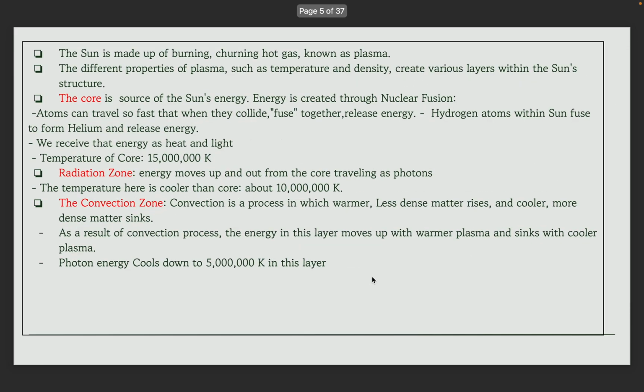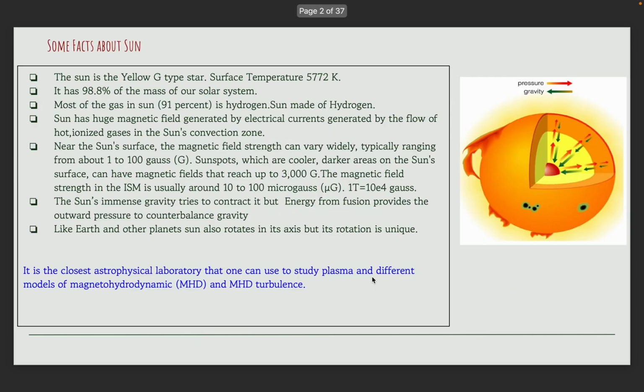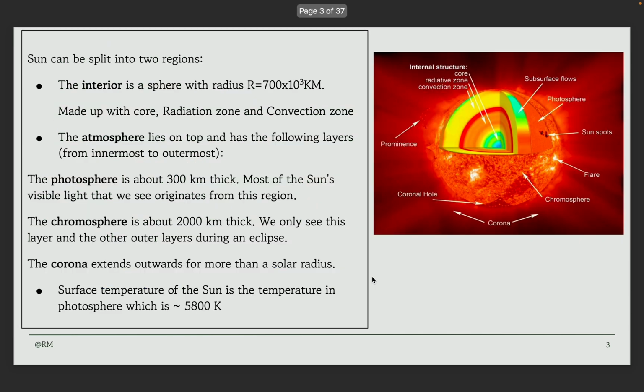So until now we discussed a few facts about the sun: about 91% of the sun's mass comes from hydrogen, so you can call the sun a ball of hydrogen, and the sun is supported by hydrostatic pressure equilibrium, that is the pressure due to gravity and the pressure due to the gas. Also we know about the sun's different regions, the interior and the atmosphere.